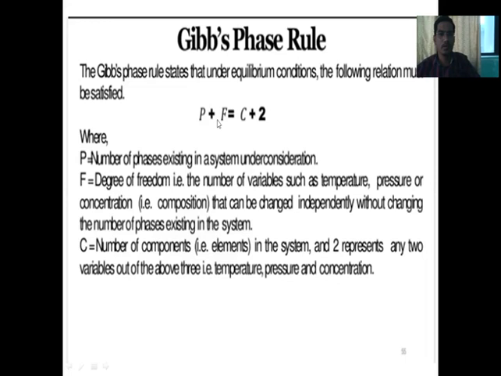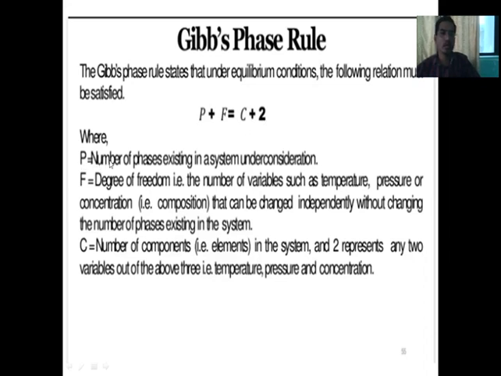P plus F is equal to C plus 2. This condition must be satisfied for each and every metal or phase existing in the material. So what is meant by P, what is meant by F, what is meant by C, and what is the role of the value 2, that we are going to see now.